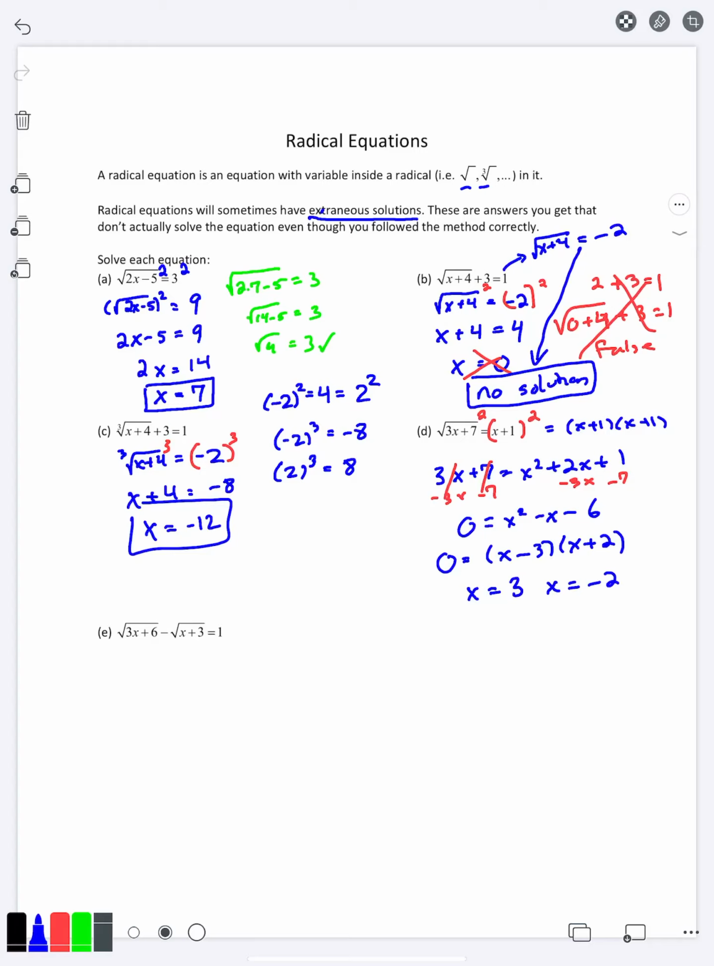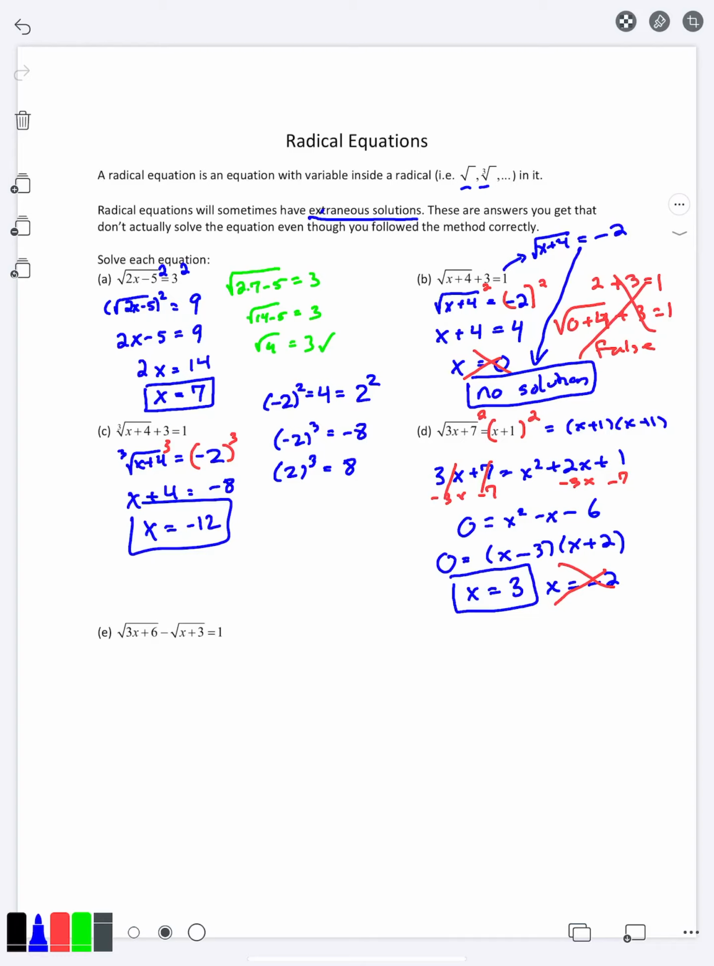However, if you plug in the 3, it will work fine. But if you plug in the negative 2, it's not going to work out. And definitely take the time and check that yourself to see that it doesn't work. And it's not just the fact that the x is a negative number. You can have negative answers, but if you plug in negative 2, it is not going to work out in that problem.